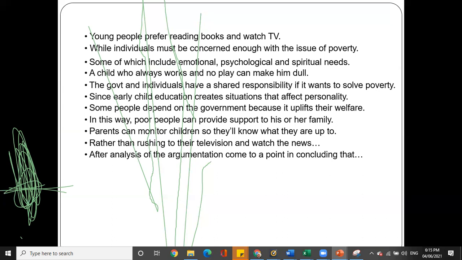After analysis of the argumentation, these are actual errors from students. After analysis of the argumentation, come to a point in concluding that. Could you correct this for me, please? It's like a concluding paragraph, right? Correct that for me, please. Let's go. I'm still analyzing.